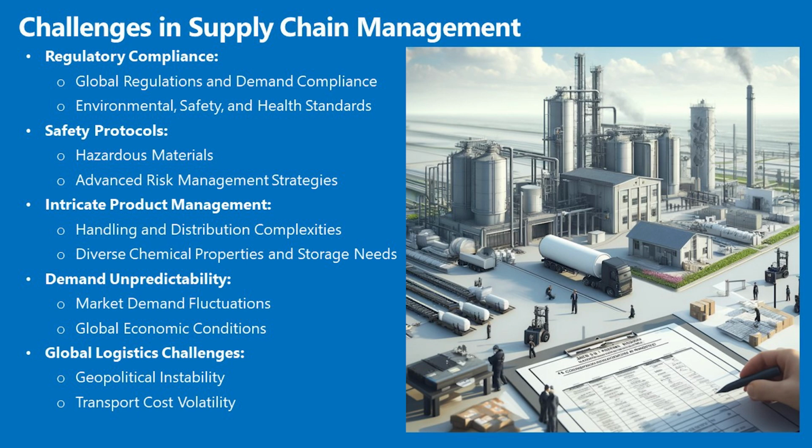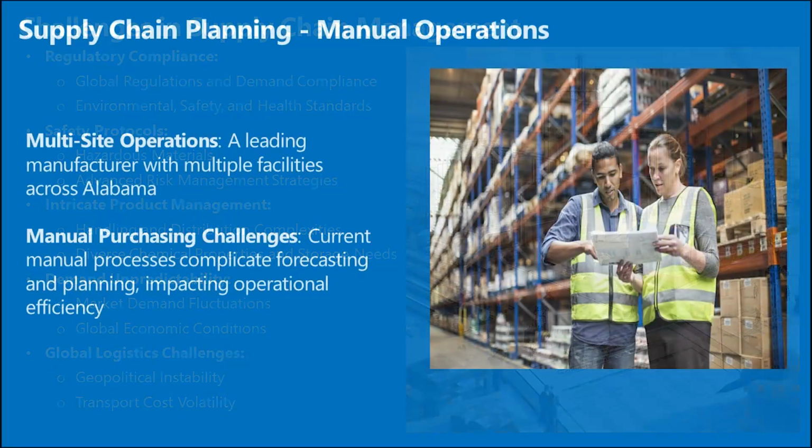In the chemical industry, regulatory compliance, safety protocols, intricate product management, demand unpredictability, and global logistics complexities are constant hurdles. To stay competitive, manufacturers and distributors must employ advanced supply chain management tactics. Collaboration among numerous suppliers, distributors, and retailers is commonplace, but manual coordination is arduous. Sage X3 steps in to streamline supply chain operations, foster collaboration, and boost efficiency across the board.